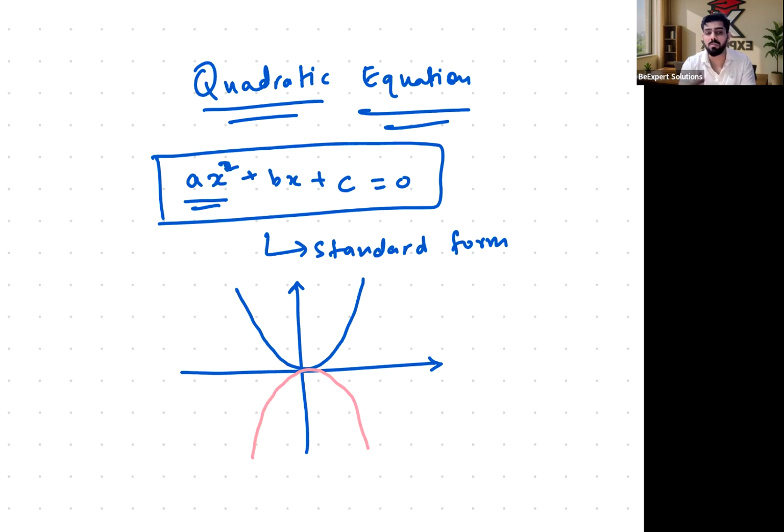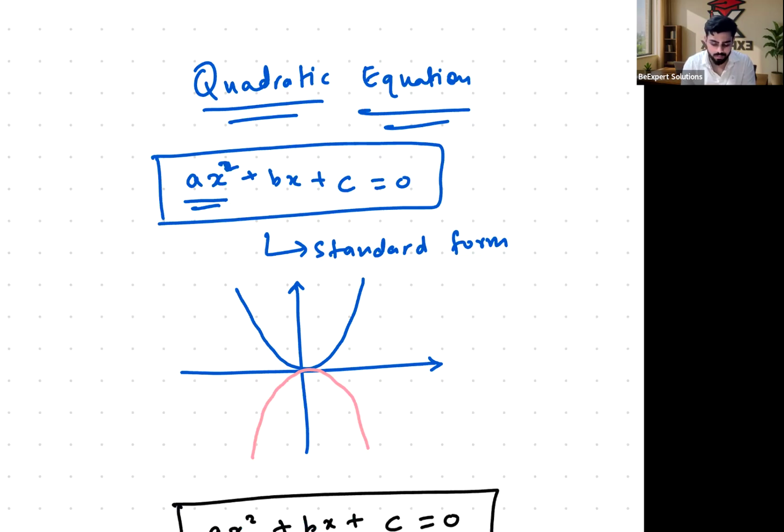Again, a quadratic equation is an algebraic equation of the second degree in x, usually of the standard form I have written, ax square plus bx plus c. Now, what does all this mean? What is a, what is b, what is c? Let's understand that also.